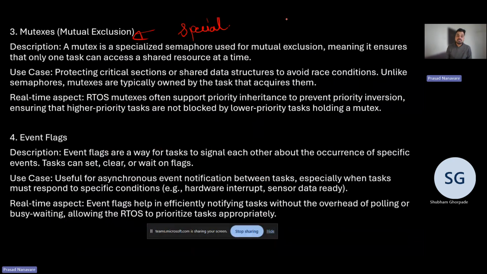and it also makes sure that only one task gets to use the resource. Then there are event flags. These flags are a way for tasks to signal each other about the occurrence of a specific event. So it is again for synchronization purposes, but this is an IPC mechanism.